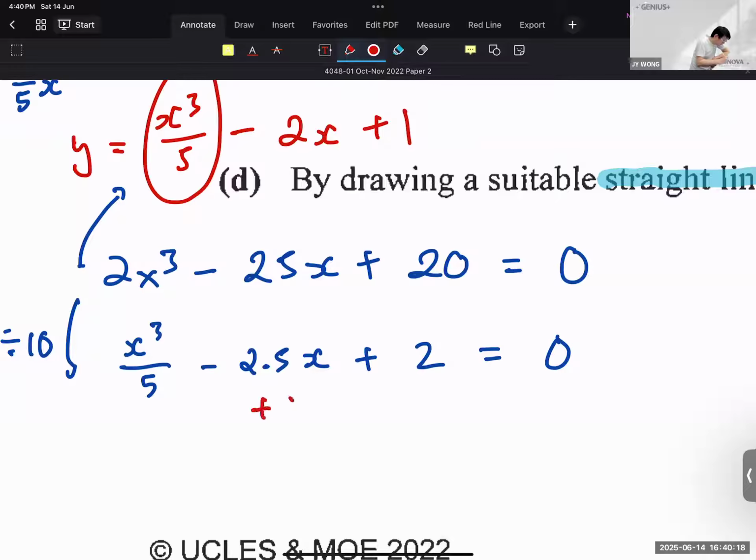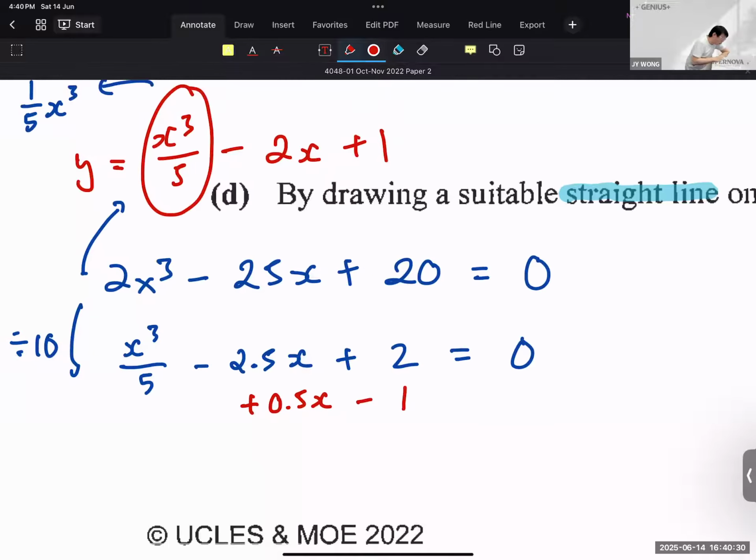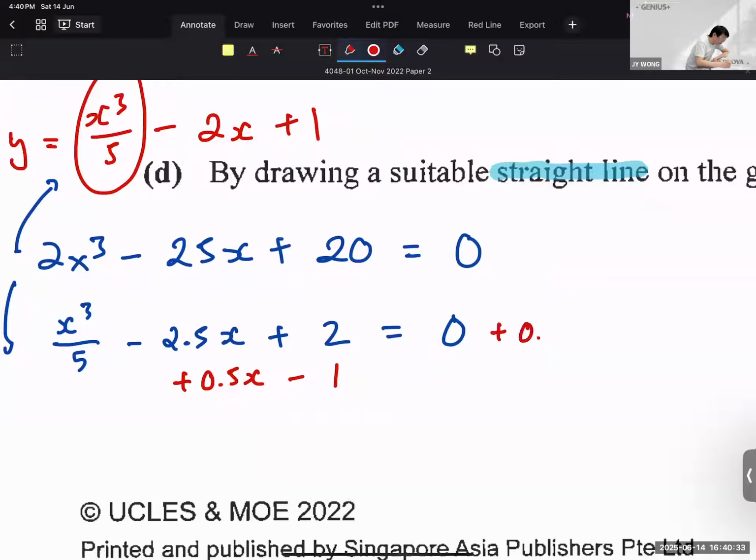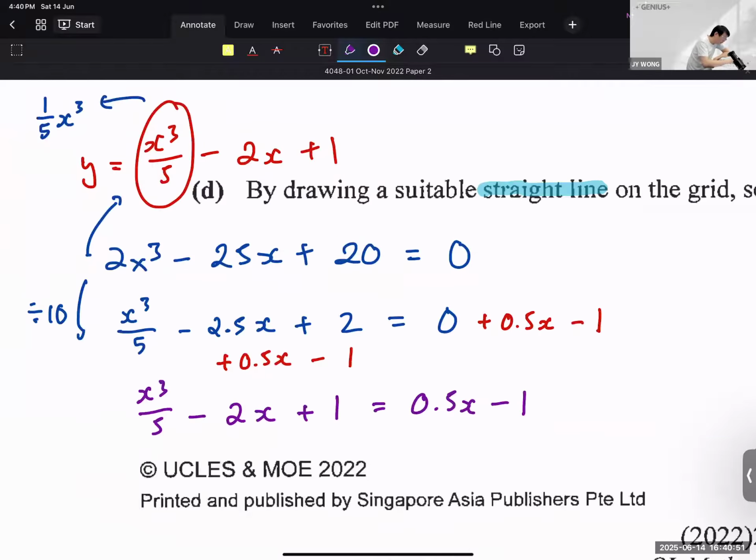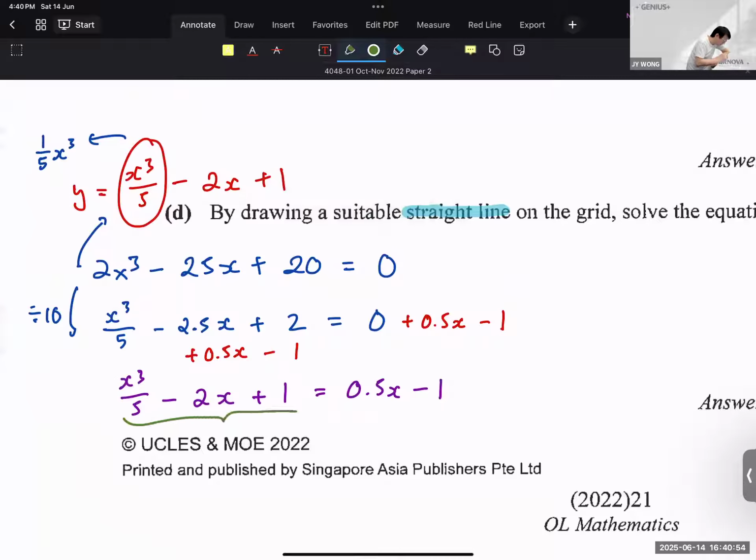Plus 0.5x to get back 2x, right? Then my plus 2 to become plus 1, I need to minus 1. And so if I do this on the left-hand side, I will do the exact same thing on the right-hand side. And now I will end up with x cubed over 5 minus 2x plus 1 equals 0.5x minus 1. And this is your y. And therefore, you draw y equals 0.5x minus 1.